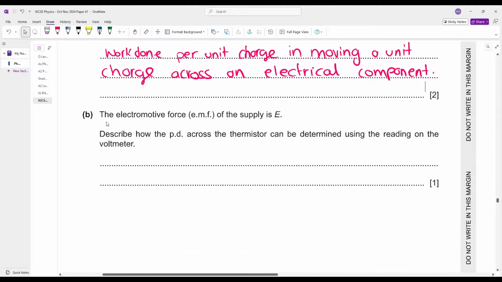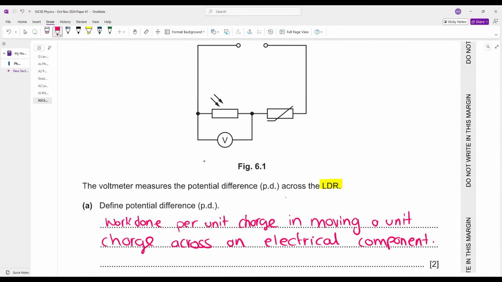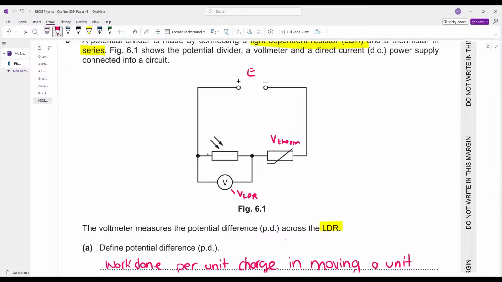The electromotive force of the supply is E. Describe how the potential difference across the thermistor can be determined using the reading on the voltmeter. बेटा हमने potential difference across the thermistor निकालना है. How can that be determined using the reading on the voltmeter? The reading on the voltmeter tells you the voltage across the LDR. The EMF of the battery is capital E. If you take the EMF minus the voltage across the LDR, it will give you the voltage across the thermistor.